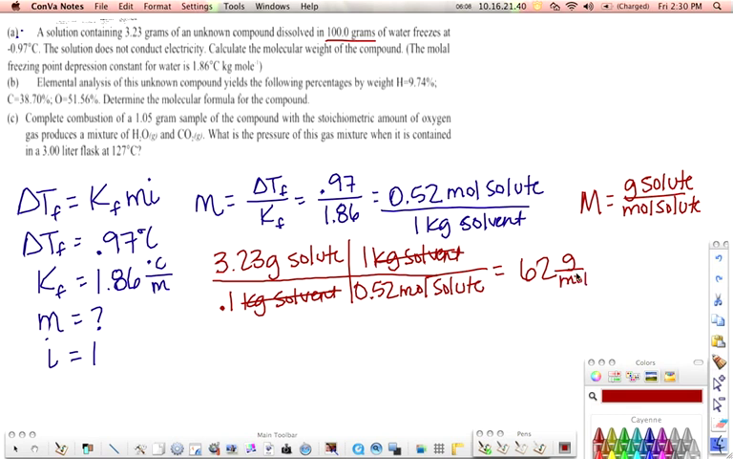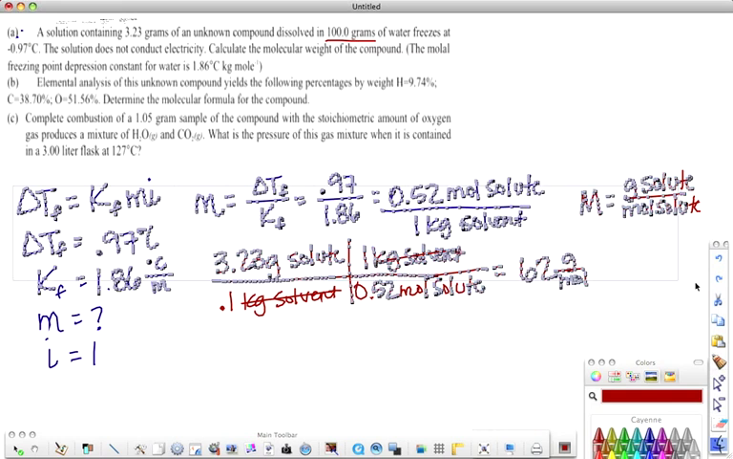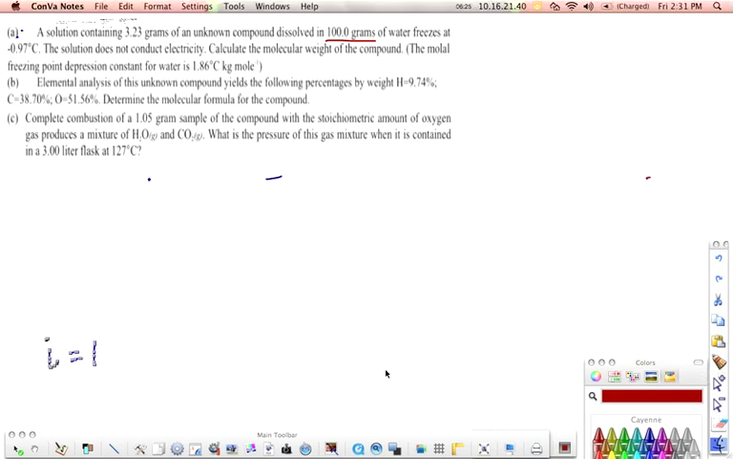And then B gives me all of the percentages and says, find the actual molecular formula of the compound. So that's what we're going to do next. Let me erase some of this stuff so I've got some more room to work. Okay, so just a refresher, our molar mass was equal to 62 grams per mole.